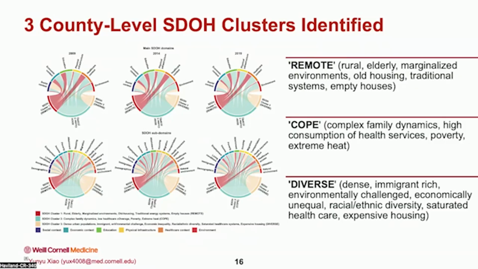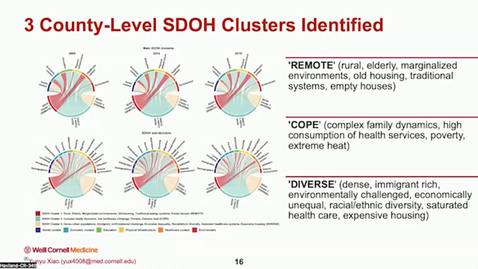And the second one is called cope. You can understand that they have complex family dynamics, meaning that they have either single parents or divorced families. And then they have high consumption of health services. Poverty rates are high, I mean, absolute poverty is very high. And there has been extreme heat exposure in these counties. Those are the blue part of this diagram here.